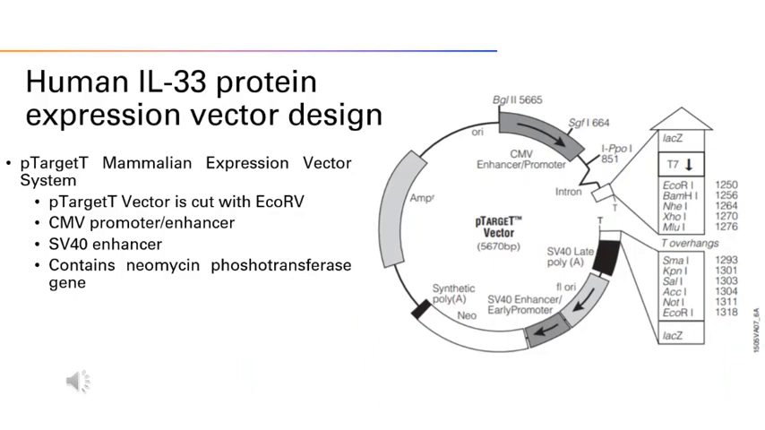To express the IL-33 protein, we need to design a vector capable of delivering the DNA sequence into the mammalian cells. To carry out this process, I decided to use the pTarget mammalian expression vector system because it allows to clone PCR products with T overhangs. It uses a CMV promoter enhancer that's robust and is capable of a consistent expression. It also uses an SV40 enhancer, allowing the increase of the level of gene production, and it also contains a neomycin marker for the selection of stable transfectants. We can also see here the vector circle map and the sequence reference points.